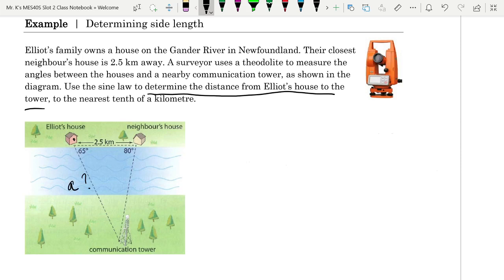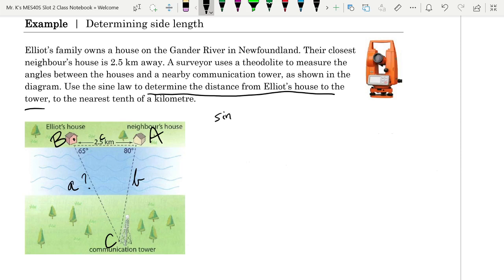So which corner gets to be angle A? Is that Elliot's house, the neighbor's house, or the communication tower? It's got to be the neighbor's house because we have to follow the rule that opposite angles and sides have the same letter. So that's angle A. Does it matter what I call the other ones? Not really. I'll call Elliot's house corner B, or angle B, which means this distance here has to be side B. And oh, this is a nice coincidence: C for communication tower is at angle C, which means this is side C. Does it matter how I label them? Not really, but as long as I match which angle and which side pair up, that matters.